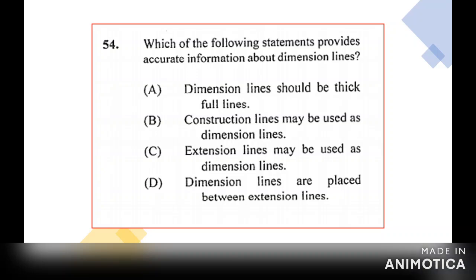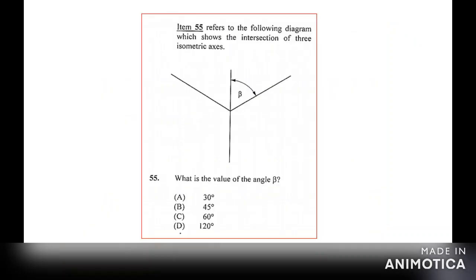Number 55. What is the value of angle B or beta, which shows the intersection of three isometric axes? So that angle would be, let's say, isometric. So remember, if you have the horizontal line, the angle would be 30. So the remainder of 30 would be 60. So your answer would be C.